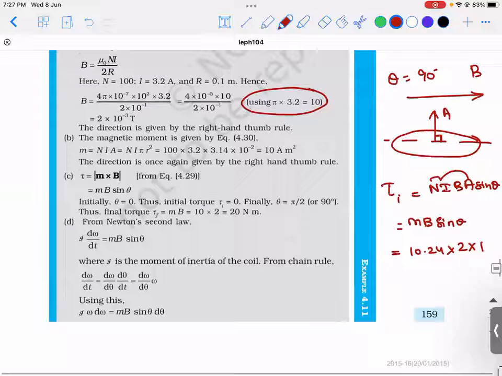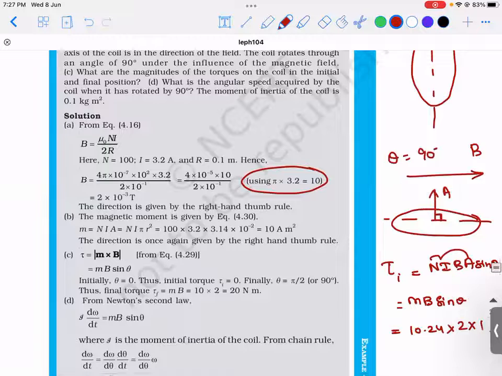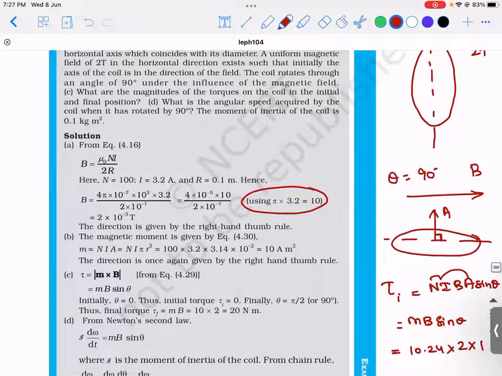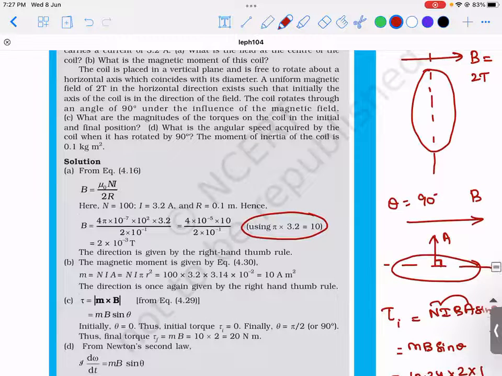Why did they take initially theta equal to 0? What are the magnitudes of the torque on the coil? No, we cannot take it like that. Let me read the question. The coil is placed in a vertical plane. The axis of the coil is in the direction of field.